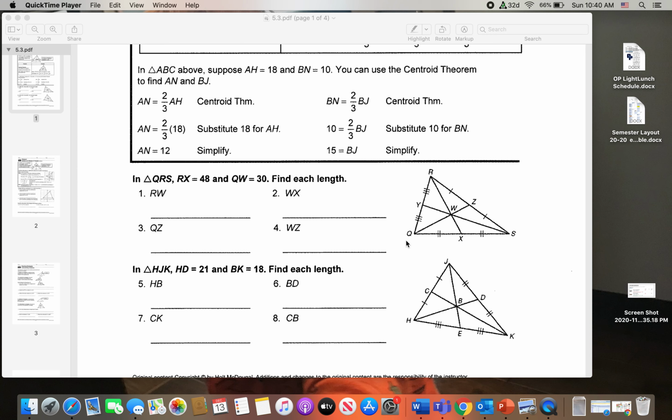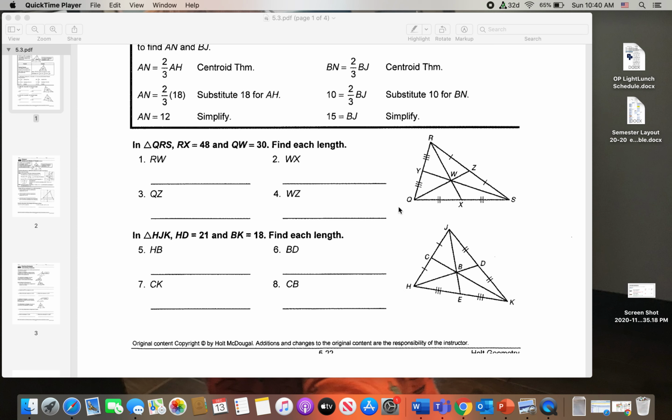Q to Z. If 2/3 of the way is 30, half of that is 15. So this little strip is 15. 30 plus 15, the whole length from Q to Z, is 45. And W to Z, we already determined that that part is 15. In this triangle, how did I know it was medians? Tick marks. From Q to X is equal to X to S. So that was a midpoint, and this midpoint connected to a vertex on the opposite side.